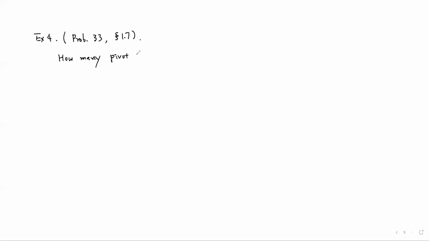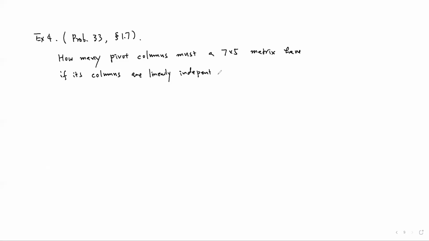pivot columns must a 7x5 matrix have if its columns, each column is a vector, are linearly independent. And why? Explain.